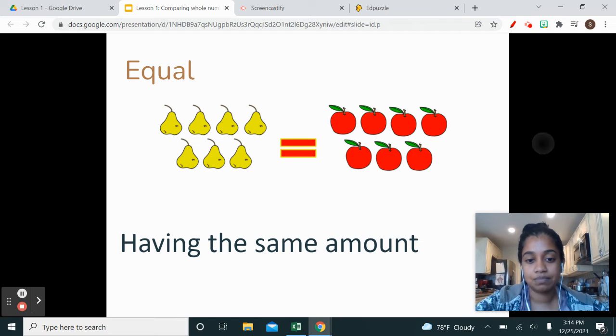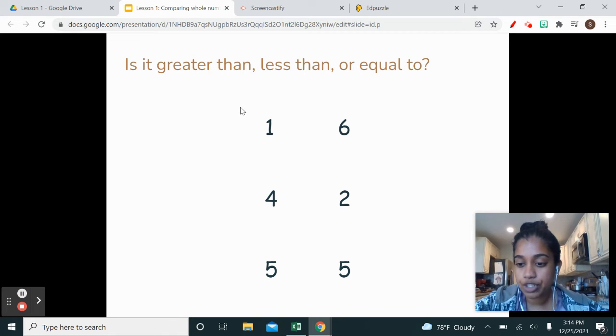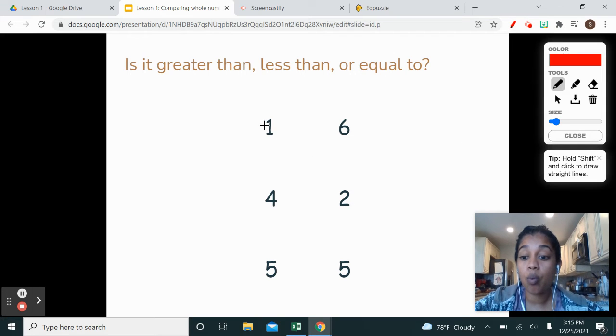Now let's get into our lesson. What we're going to do is look at these numbers right here. And again, if I'm going too fast, feel free to pause, rewind, replay if you need to, okay? We have our numbers right here. It is greater than, less than, or equal to. So let's look at our first set right here. We have 1 and 6. Let me make this a little bit bigger. I'm going to draw 1 right there and 6.